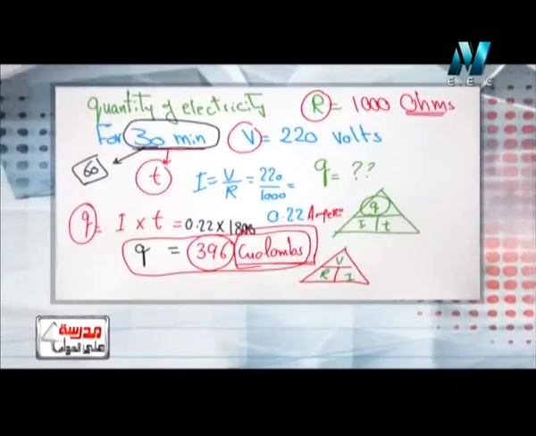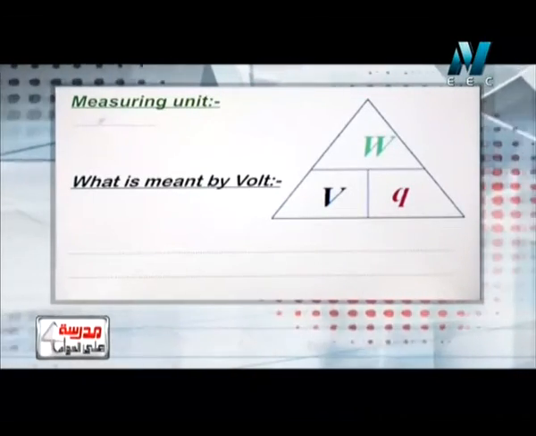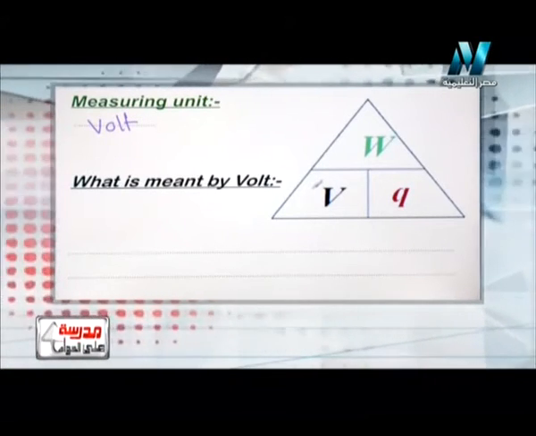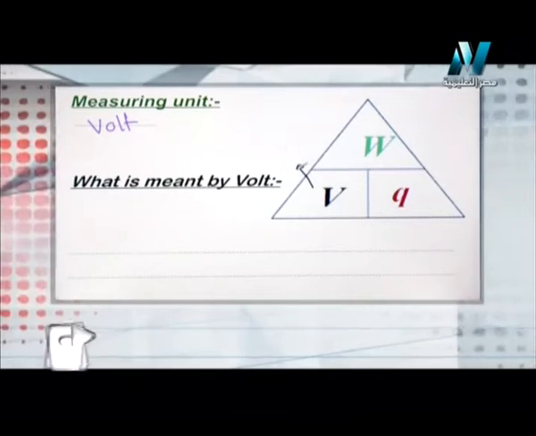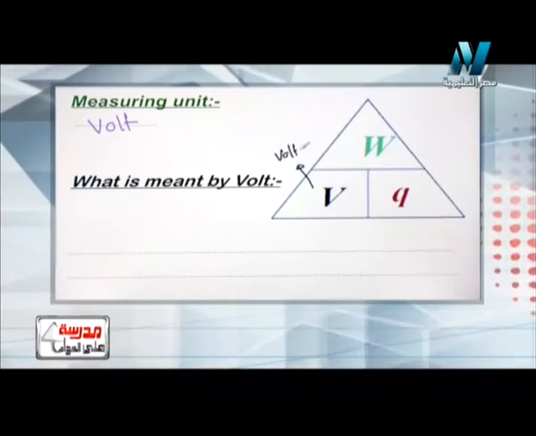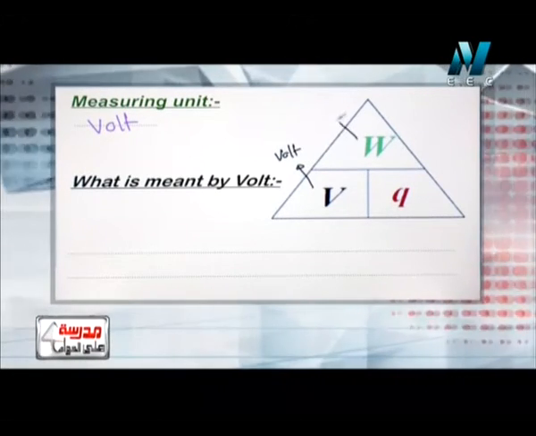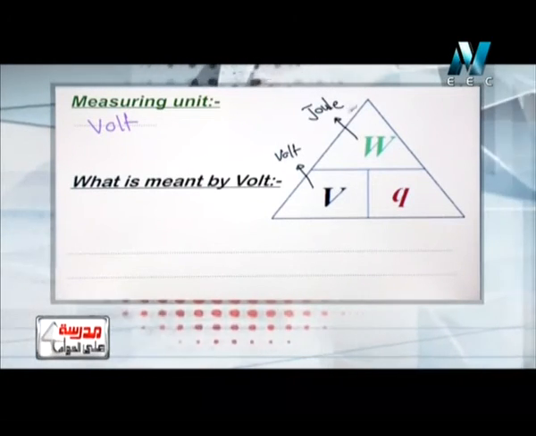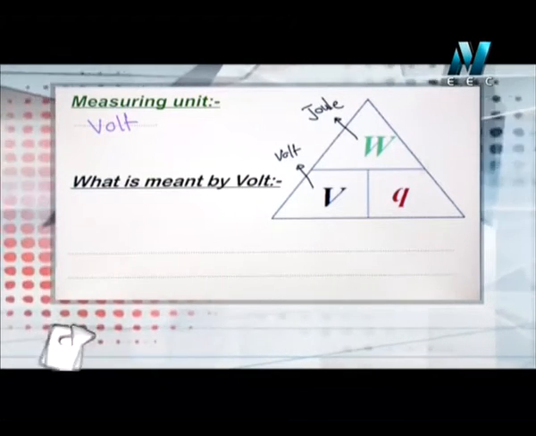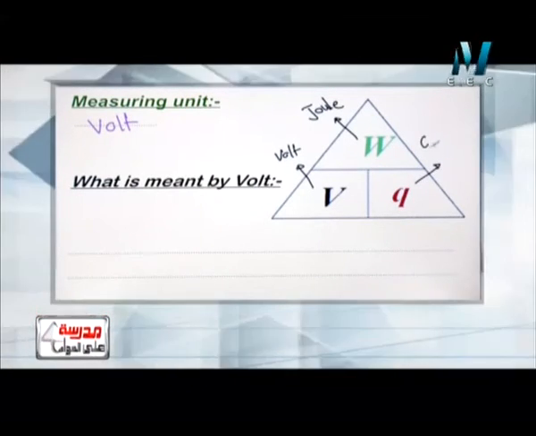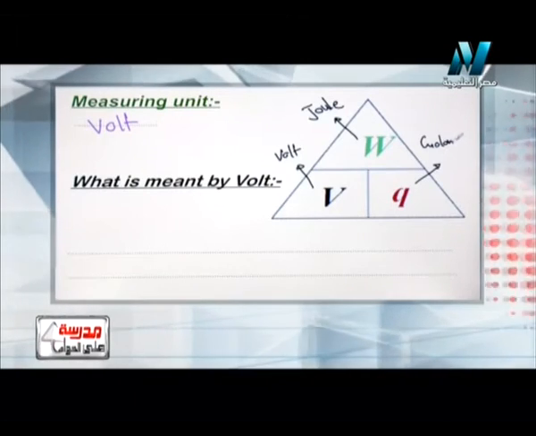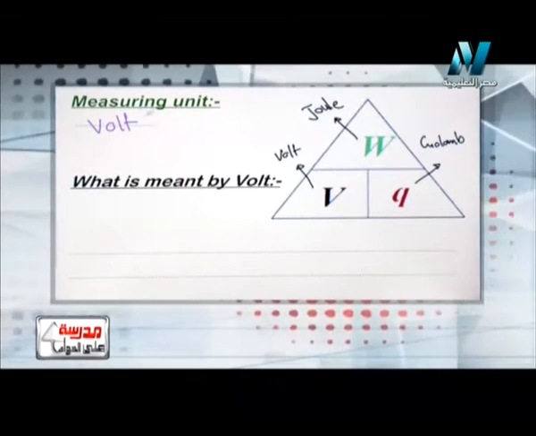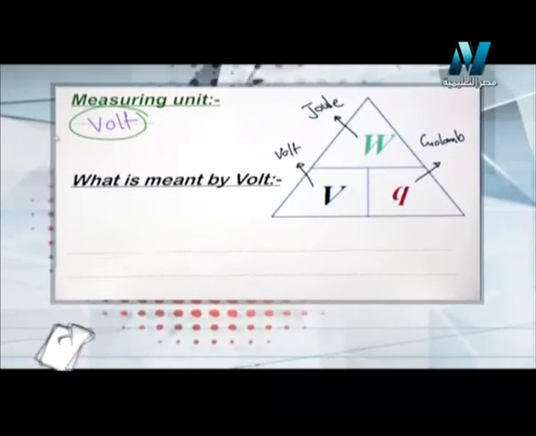Now, the measuring unit is volt. Measuring unit is what? Is volt. Here the measuring unit of work done is joule. We took it before in primary 6 and in first prep. And quantity of charge we know is coulomb. Okay? Coulomb. So what is meant by volt? We can mention the definition from the triangle.